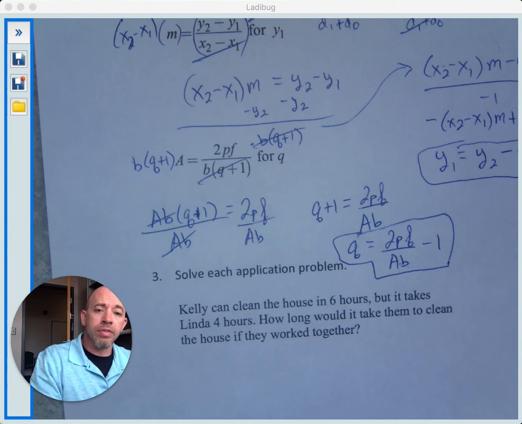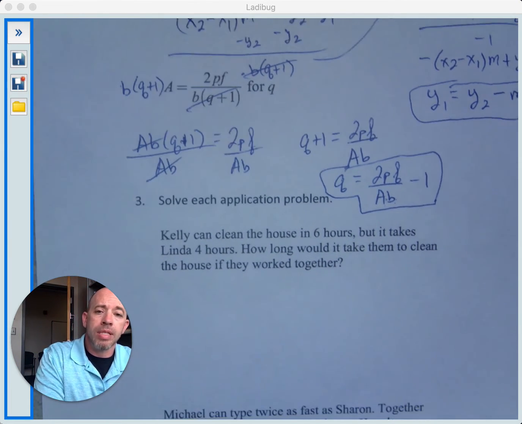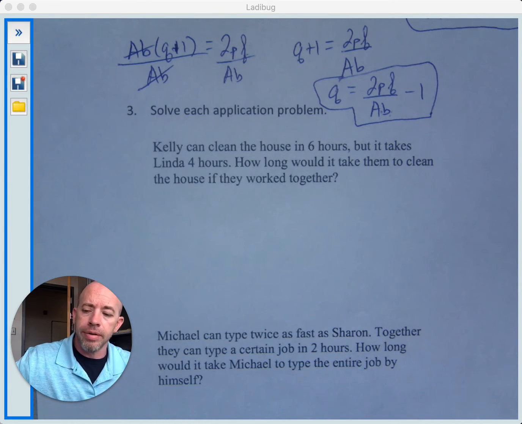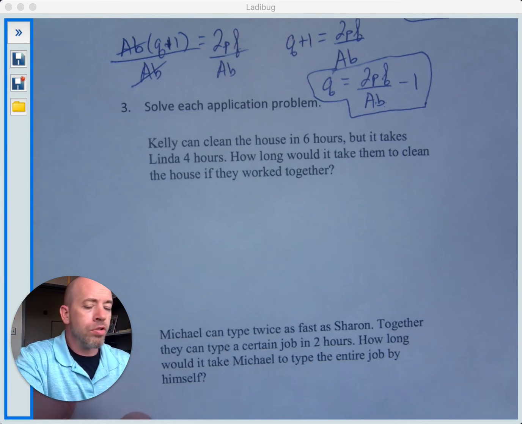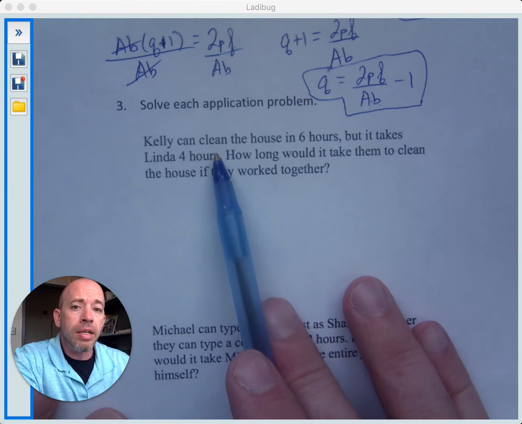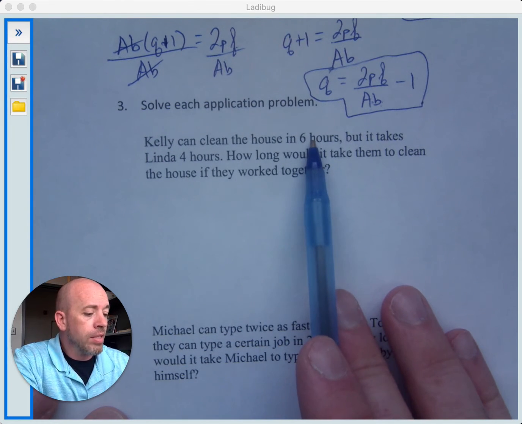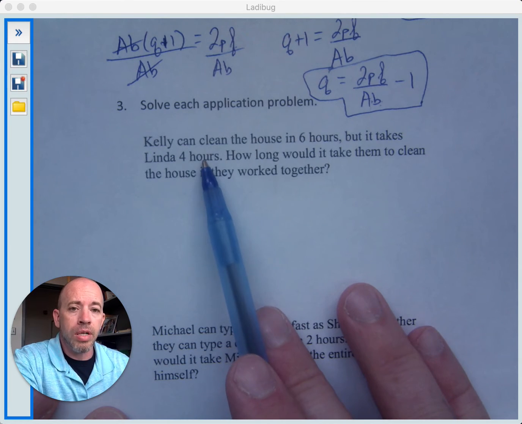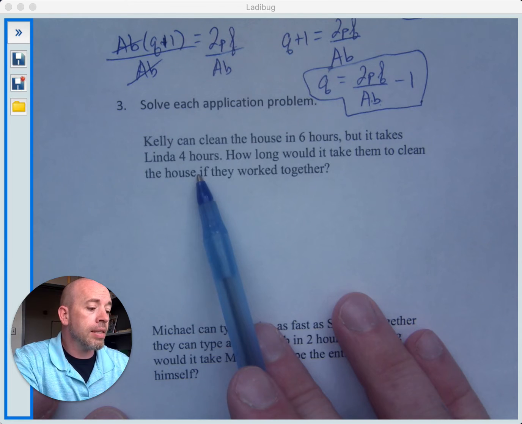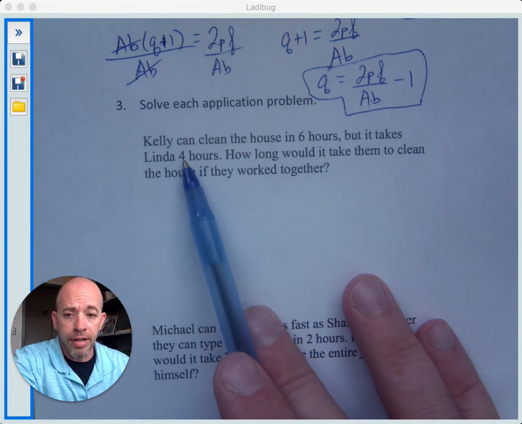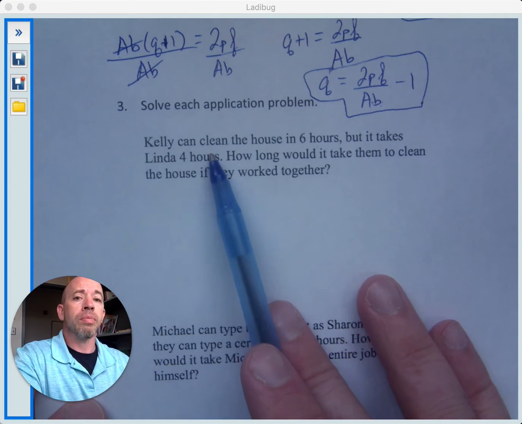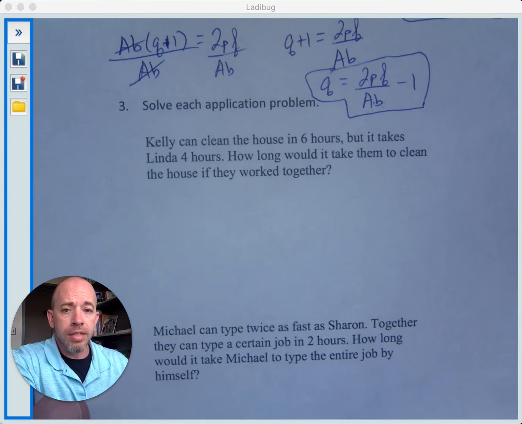All right, the last thing we have to do is look at these work problems, and there are a couple. I'm only going to give you the simpler ones. These aren't too bad. So the trick to doing these problems, well, let's just read the problem. Kelly can clean a house in 6 hours. Takes Linda 4 hours. How long would it take them to clean the house if they worked together? Well, it should take them less than 4 hours. We know that, right? Because Linda by herself can do it in 4 hours, so if she has some help from Kelly, it's going to take her a little less time.